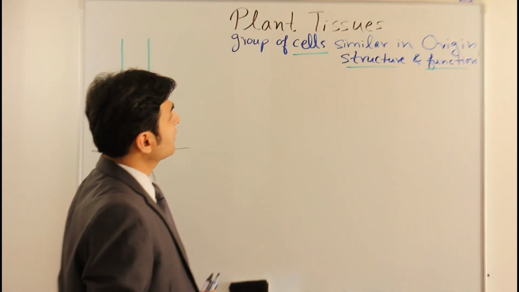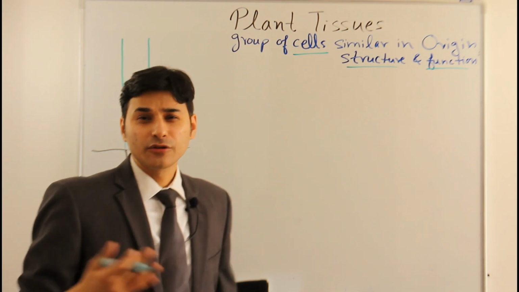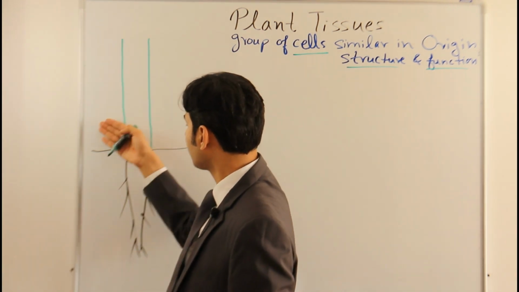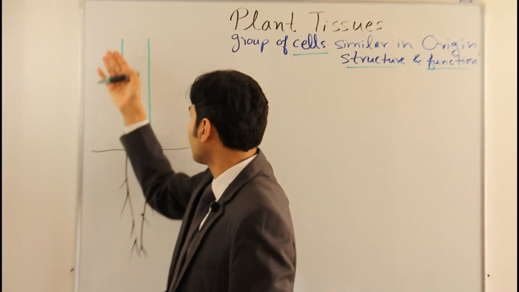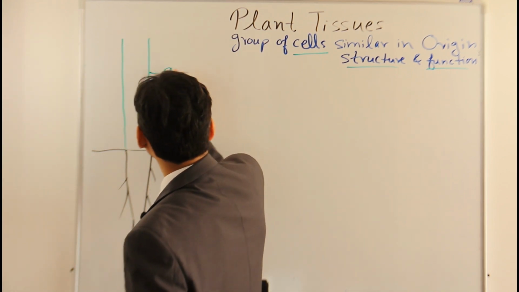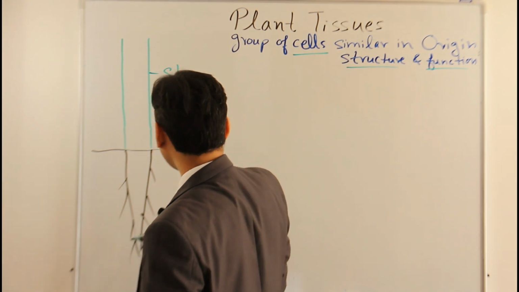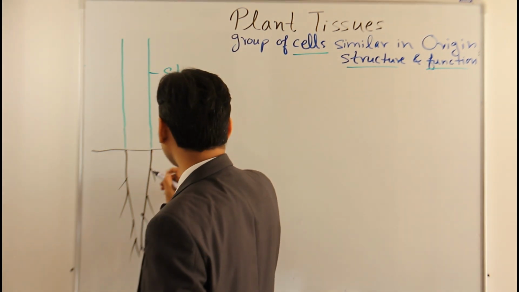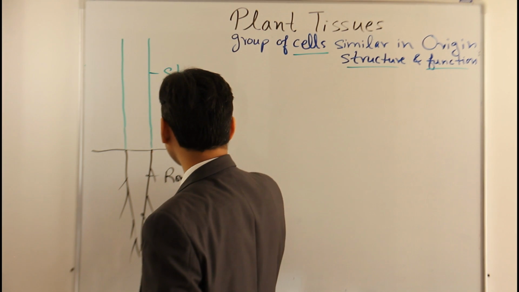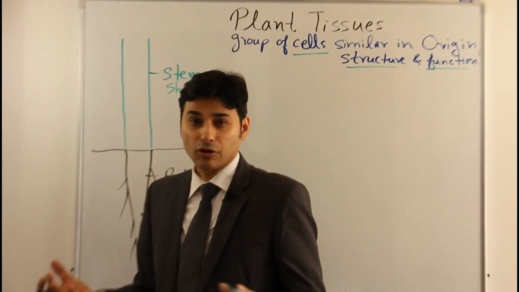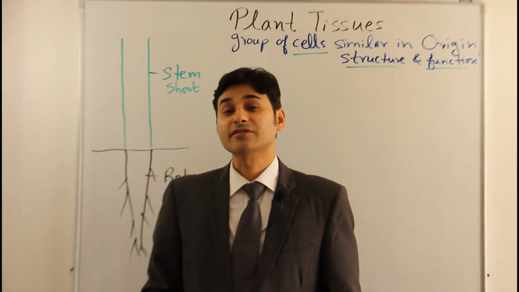Now we are going to discuss plant tissues, and as you know, plants have two types of parts in their body. One is the above ground part, which is called the stem or shoot, and the below ground part, which is called the root. Now this is a multicellular organism. Obviously it has various types of tissues.